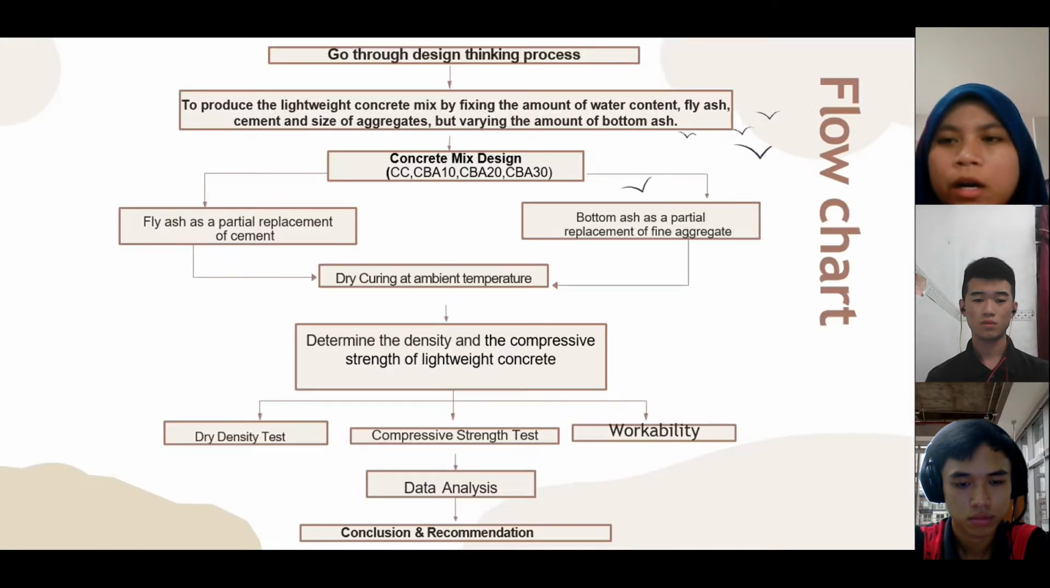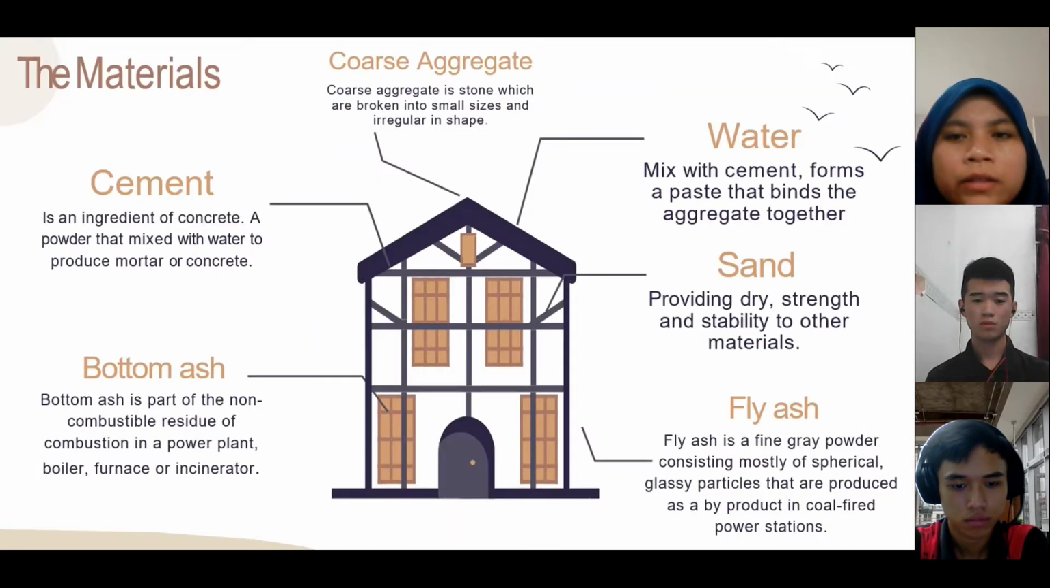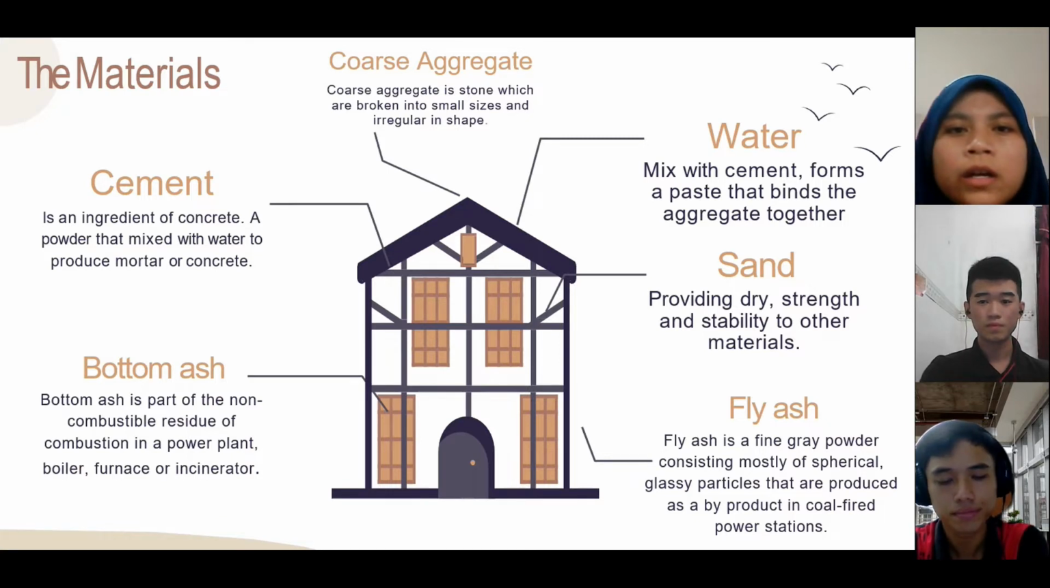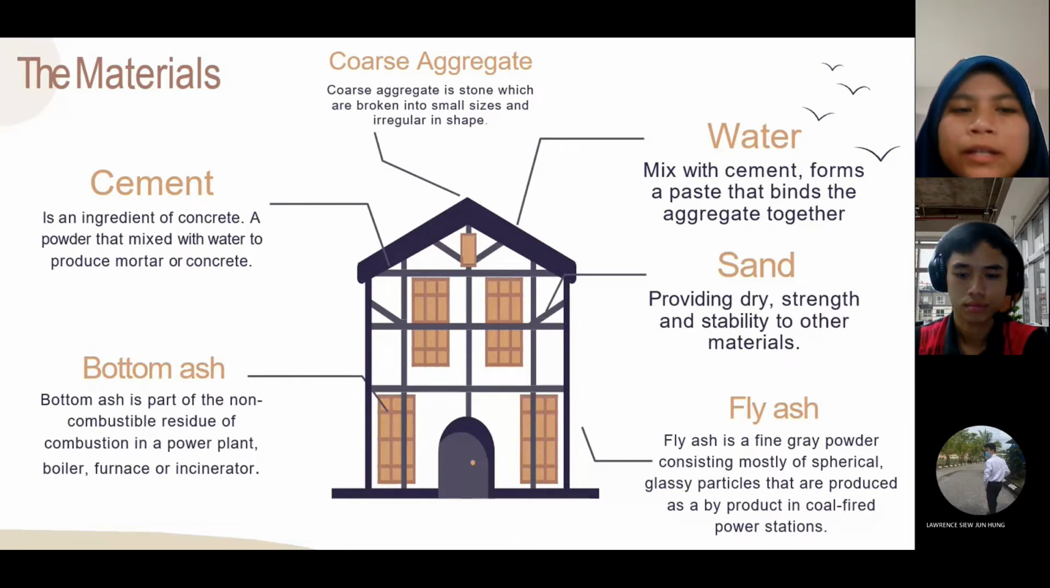This is our flow chart, and these are the materials that we use in the project: coarse aggregate, water, sand, fly ash, bottom ash, and cement.